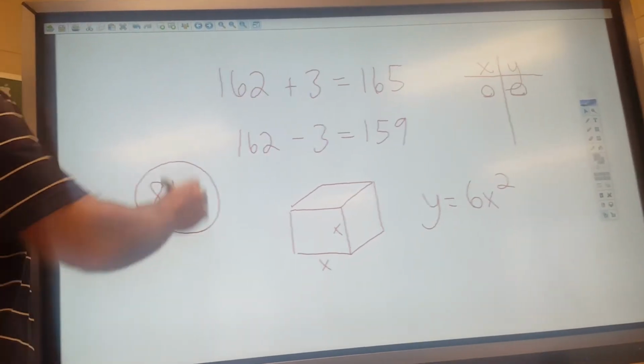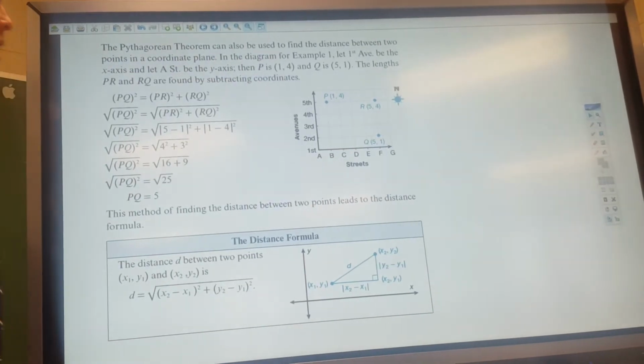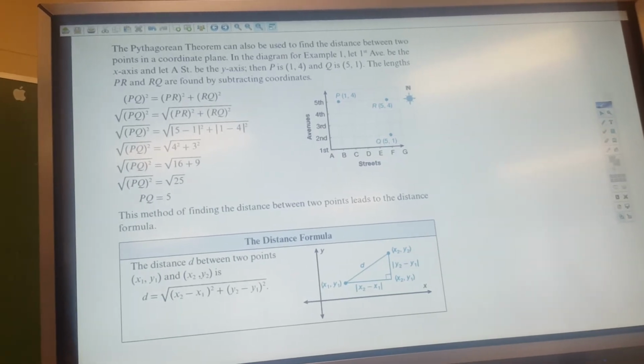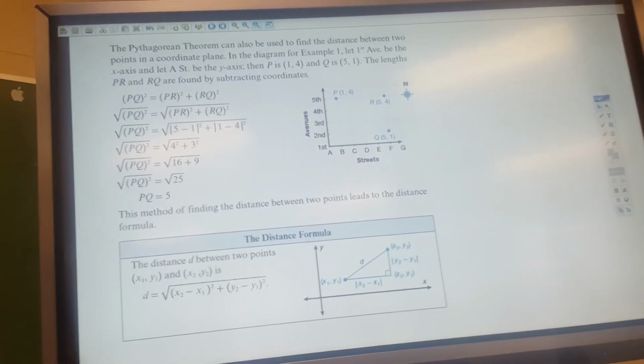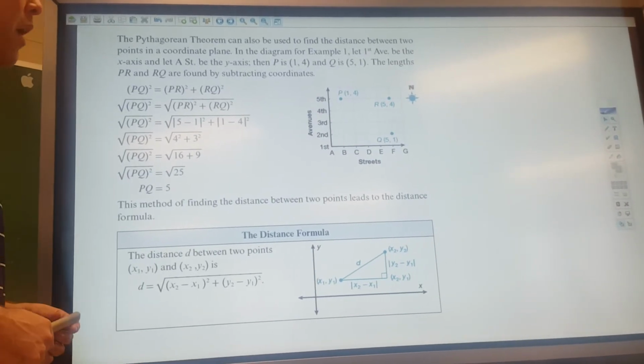All right, now this is a bunch of just problems that I've worked out before. Skip on by that. All right, okay, now, what we can do is, with Pythagorean theorem, we can develop a formula for distance. Okay, and this is the formula. We'll show you how we get there.